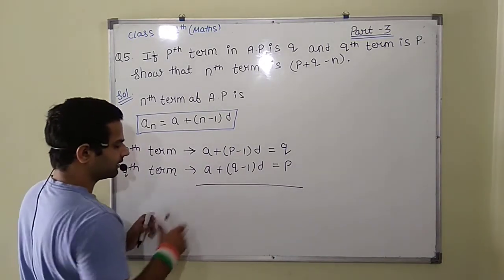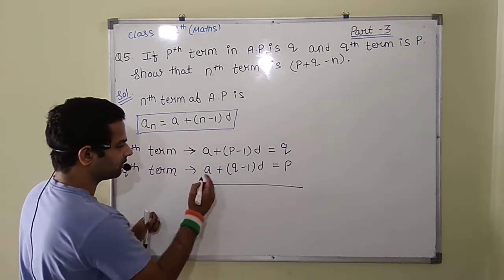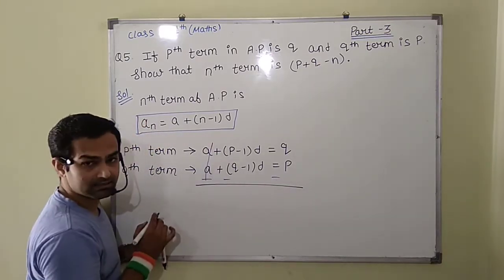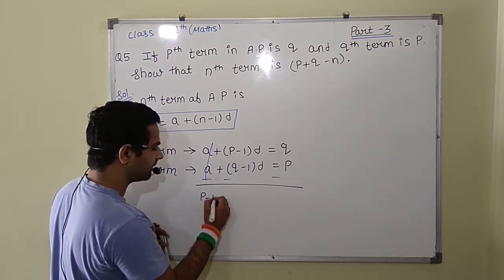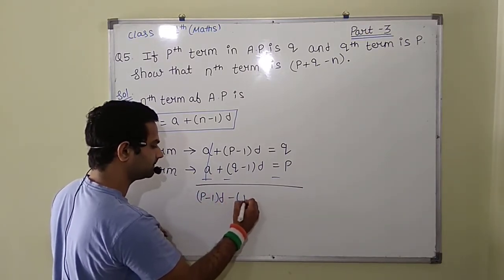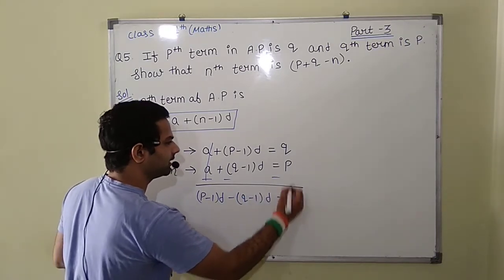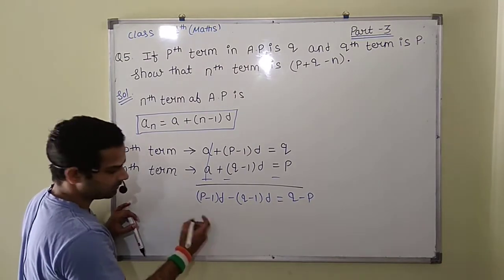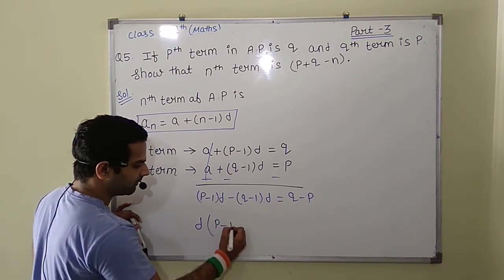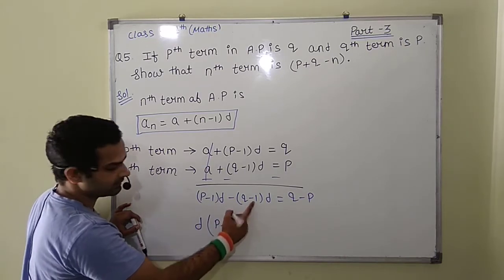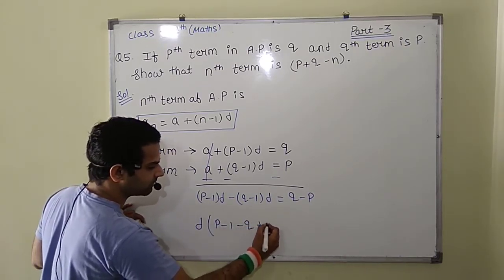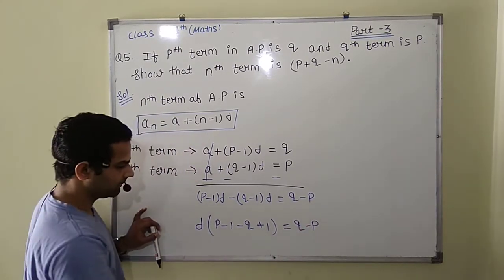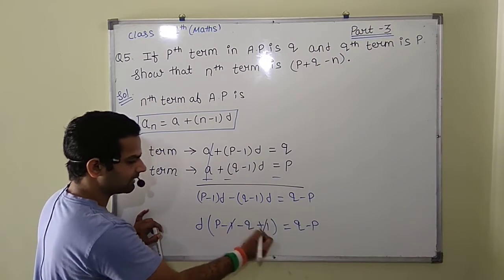First, let us change the sign of this equation, so this will become minus, minus, minus. Here you can see that a cancels with a. So the remaining term is (p minus 1) into d minus (q minus 1) into d is equal to q minus p. Take d common. So (p minus 1), and multiply this minus sign inside, so this will become minus q, minus minus plus 1, is equal to q minus p. Here 1 and 1 cancel.